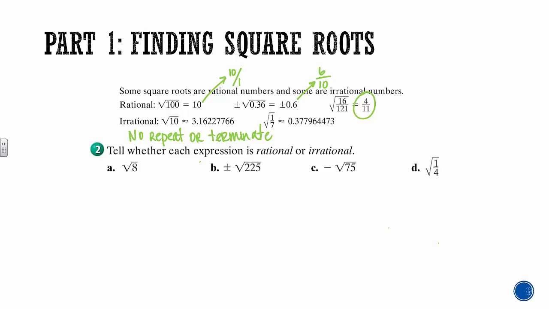So all we have to do for this is tell whether it's rational or irrational. So basically you're figuring out if it's something that I can write as a fraction or a decimal. So the square root of 8, if you type that into your calculator, you are going to get 2 point something, and it goes on. It doesn't terminate or repeat, so this is irrational.